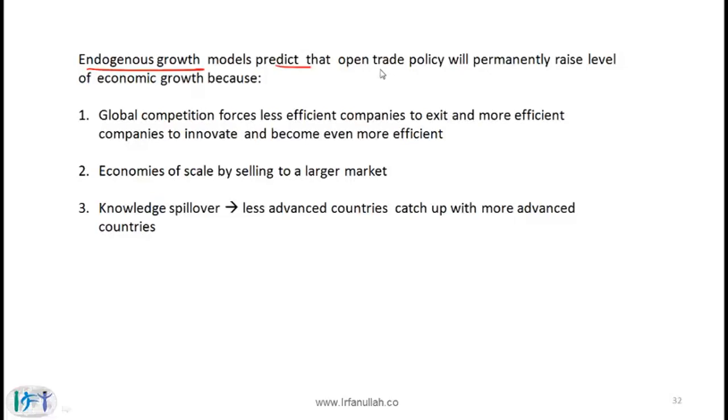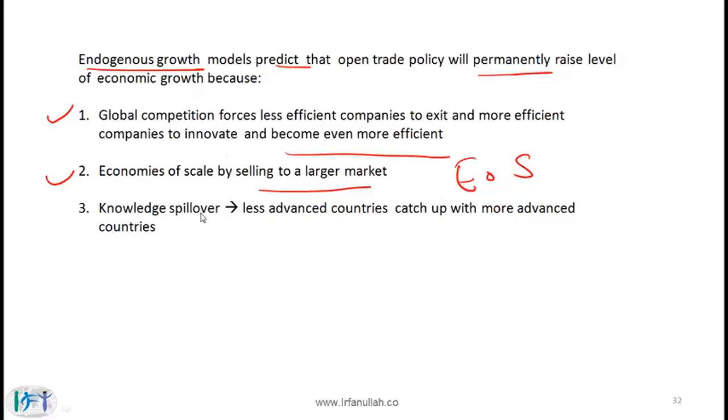This model predicts that an open trade policy will permanently raise the level of economic growth. Why? Because of three major reasons. Number one, global competition forces less efficient companies to exit and more efficient companies to innovate and become even more efficient. So this will spur growth rates. Second, economies of scale by selling to a larger market. Because of a large global market, the economies of scale come into play, which again makes countries and obviously the companies in those countries even more efficient. So that will increase growth rate.